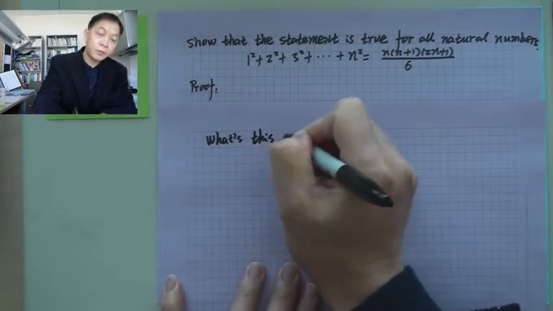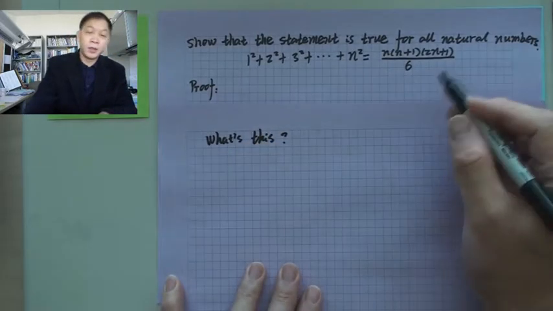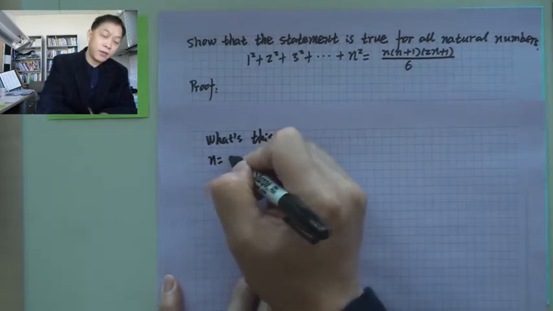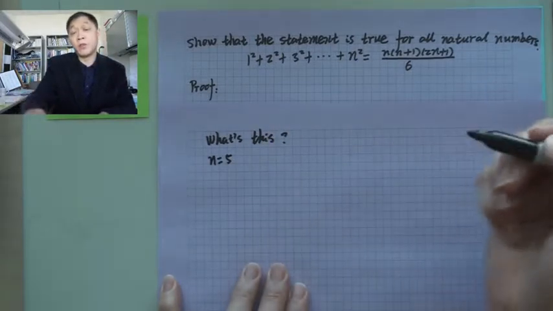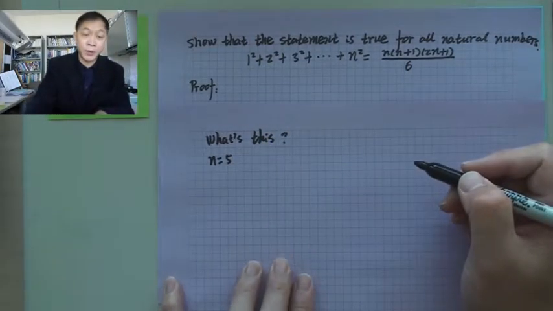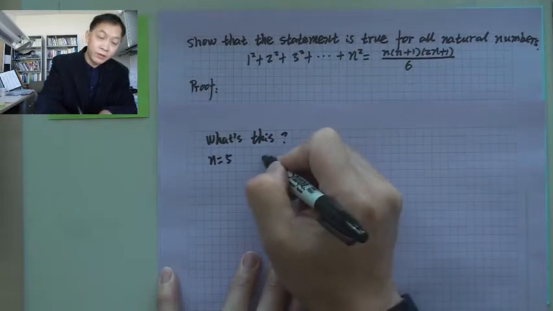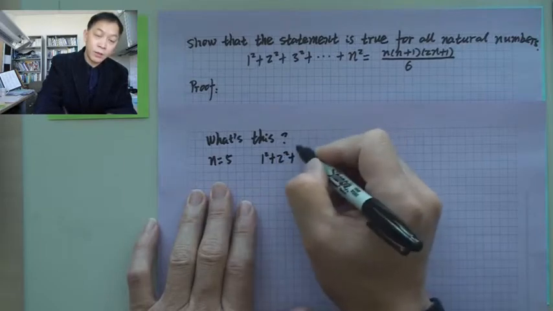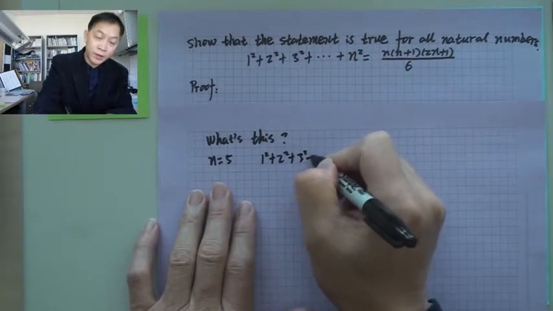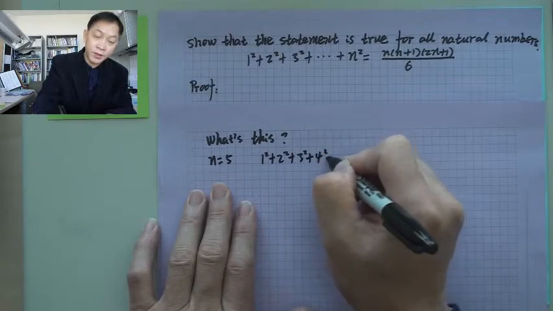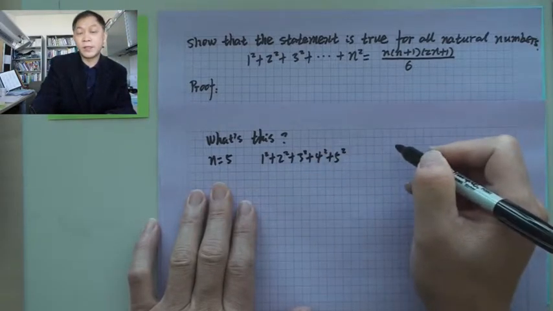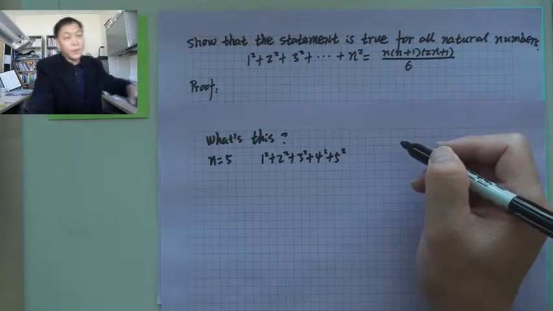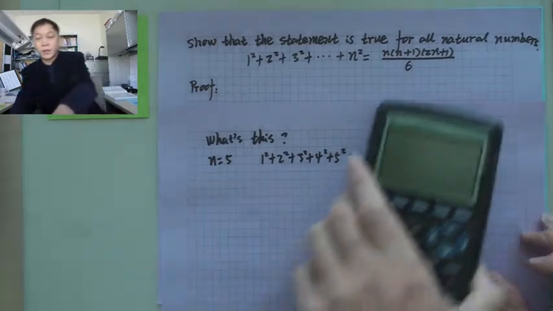What's this? This basically says that if n is 5, you can say 4, 6, 11, whatever you want to say. If n is 5, then the left-hand side is 1 square plus 2 square, 3 square, 4 square, 5 square. What is this one equal to? You have a calculator, so you can find out.